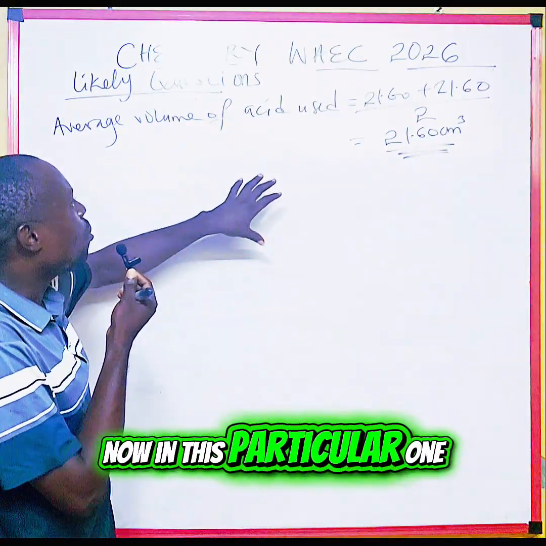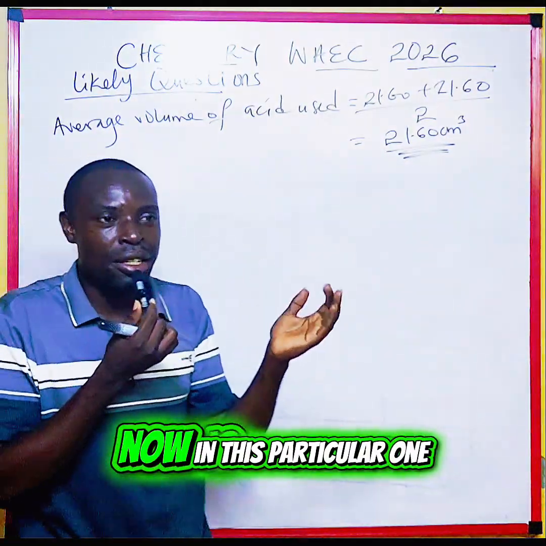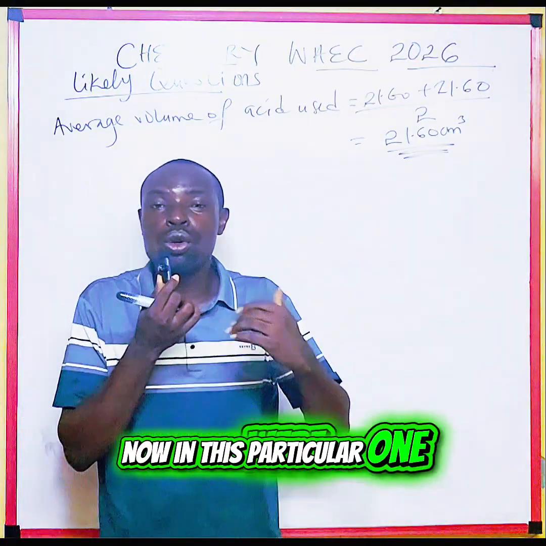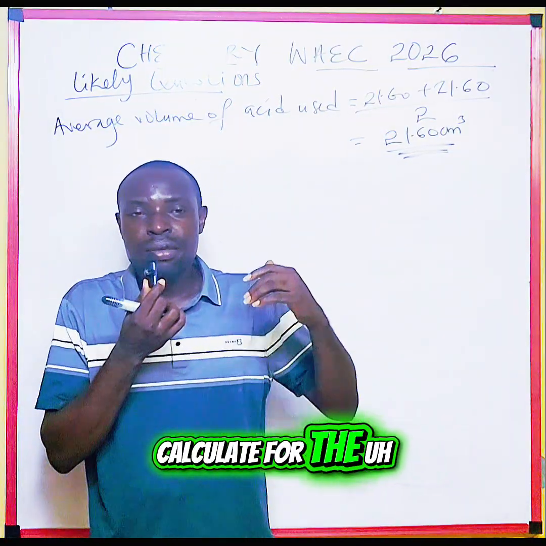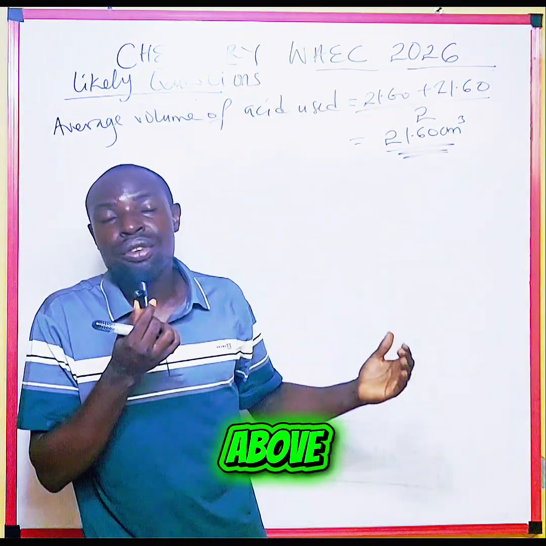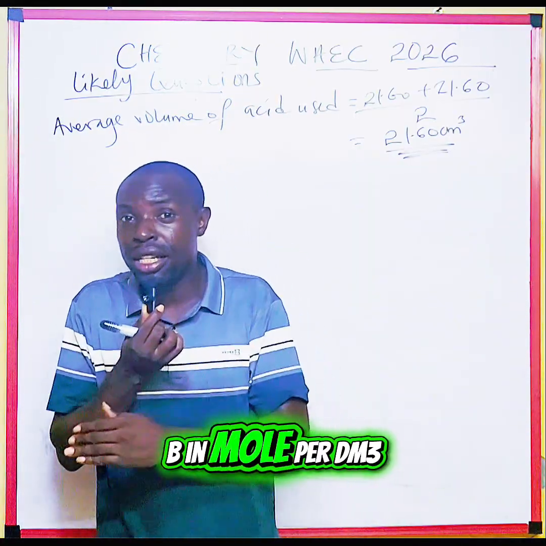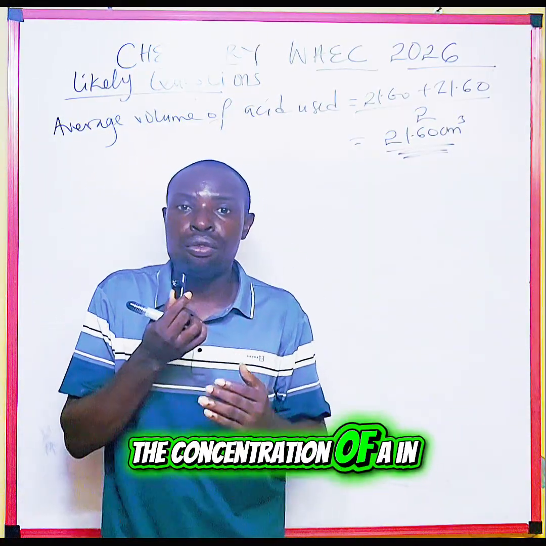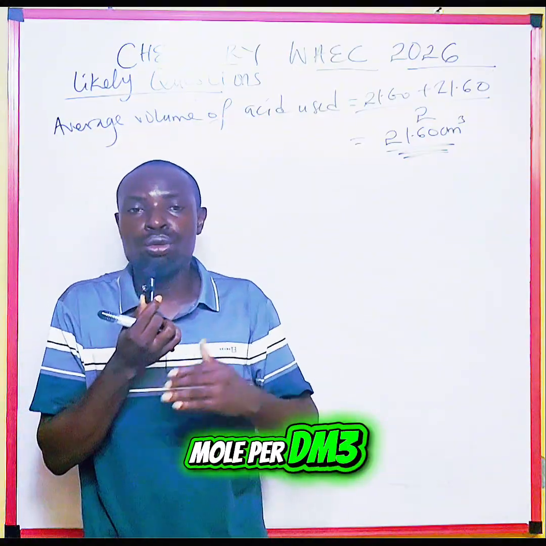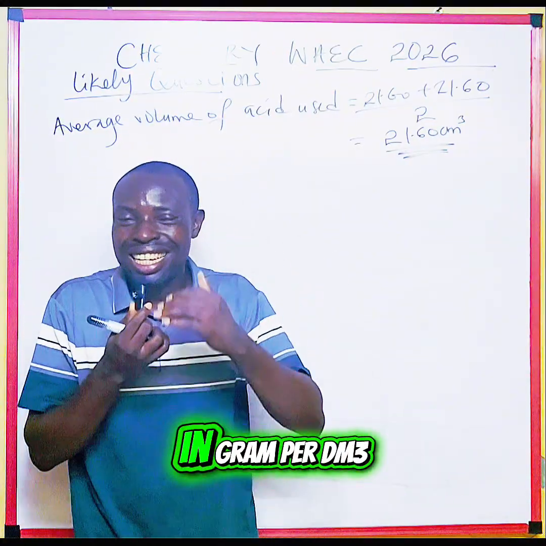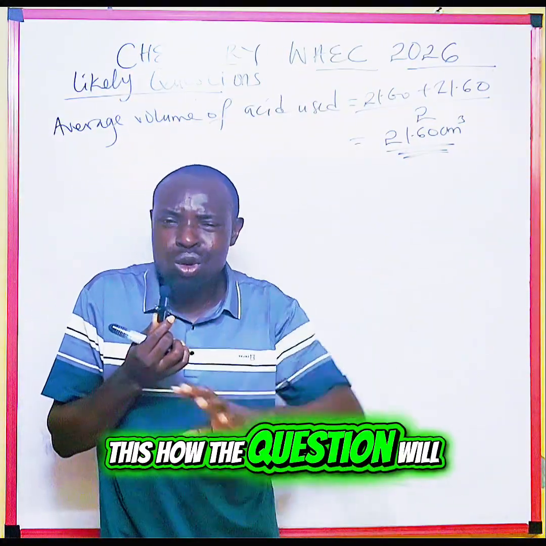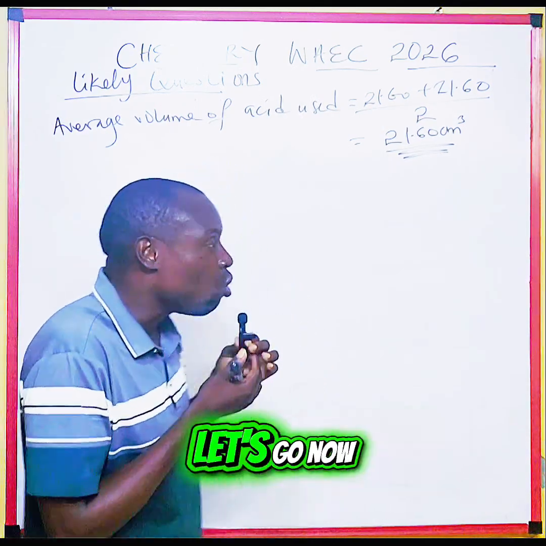Now, in this particular one, which is the other phase, we were told to calculate, from the information provided above, the concentration of B in mole per dm cube, the concentration of A in mole per dm cube, and the concentration of A in gram per dm cube. These are the questions we follow, so understand it first and let's go.